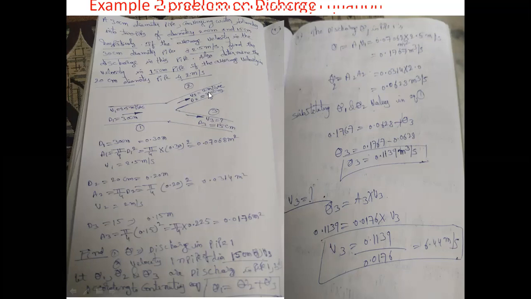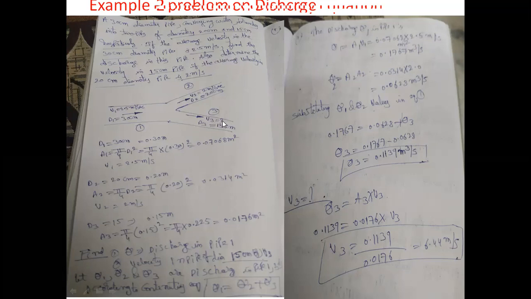Second is pipe 2, whose diameter is 20 centimeters. Velocity of the water flowing in the pipe is 2 meter per second. The diameter of the third pipe is 15 centimeters, but the velocity of water flowing in the third pipe is not given. We find the velocity of water flowing in the third pipe, V3, and also the discharge in the pipe.